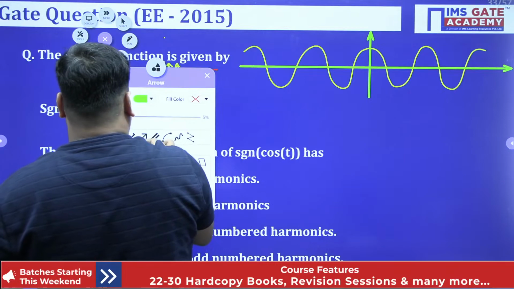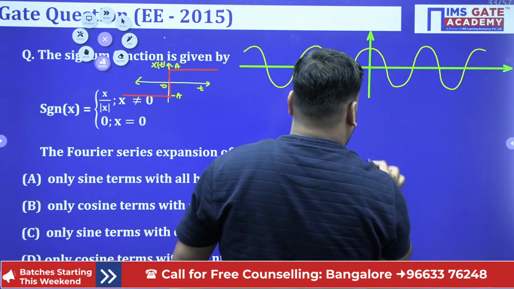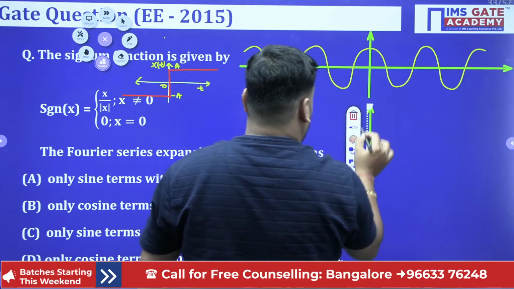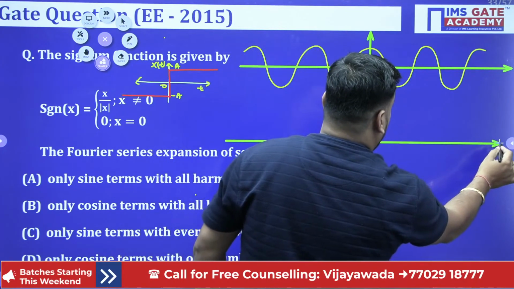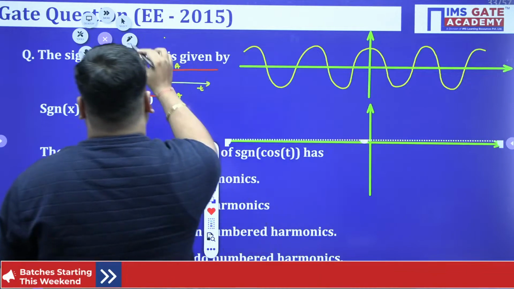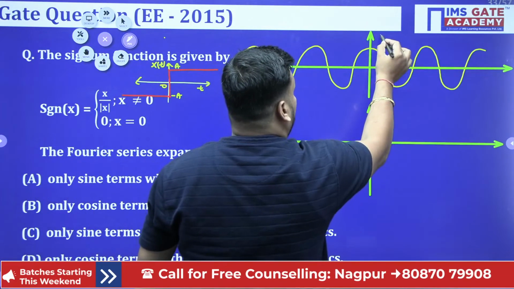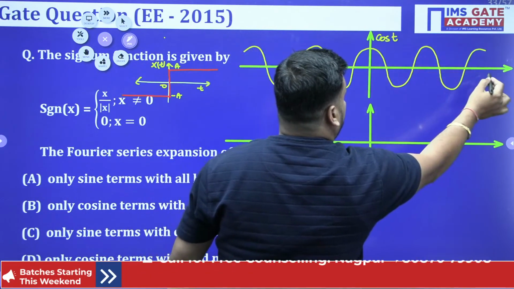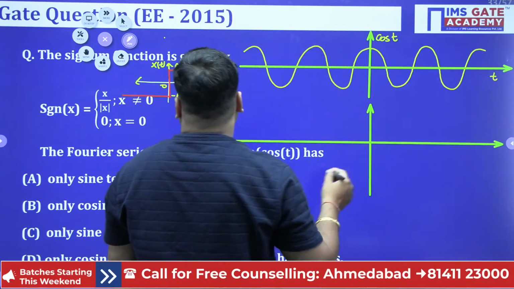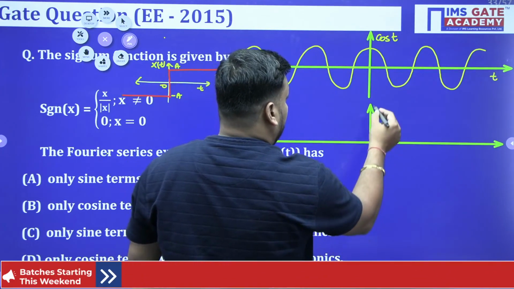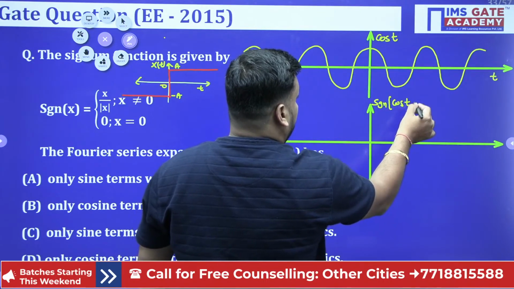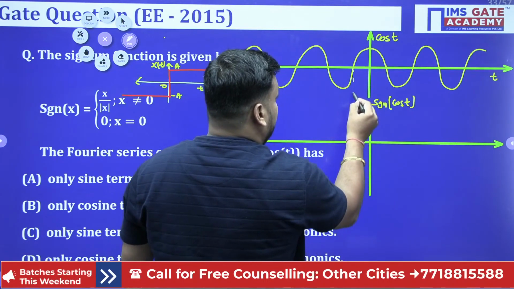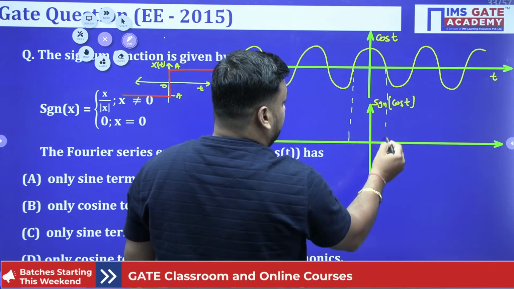If this is my cos curve, this is my cos of t with respect to t. And here I will make the curve of the signum function of cos t. So like this, guys.